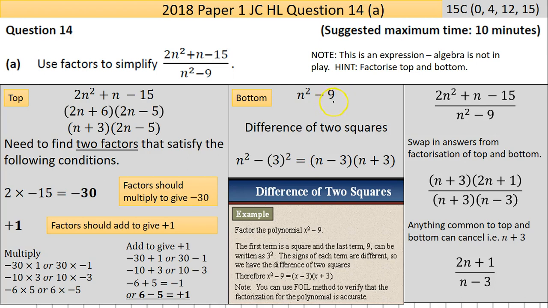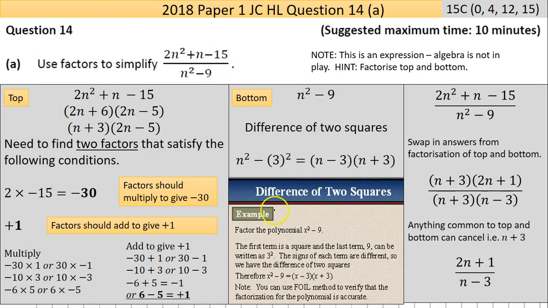Now the square root of 9 is 3. And we learn off that the difference of two squares is going to be n minus the factor and n plus the factor. In this case, the factor is 3, so n minus 3 times n plus 3. That's handy.